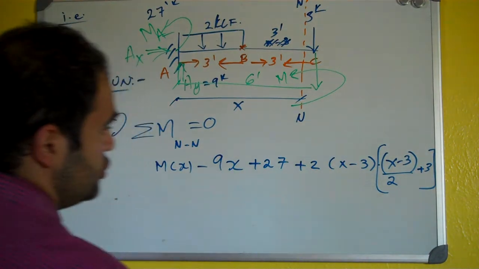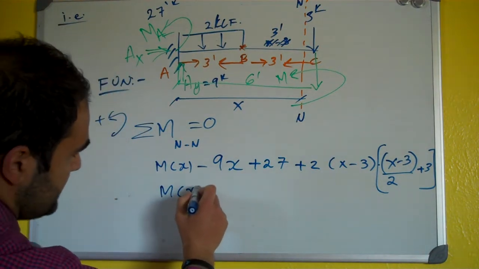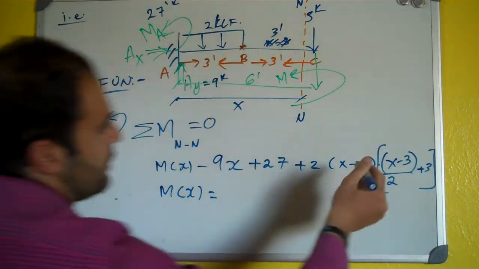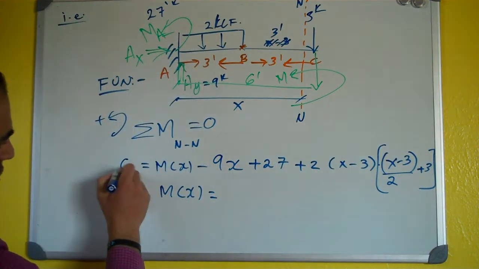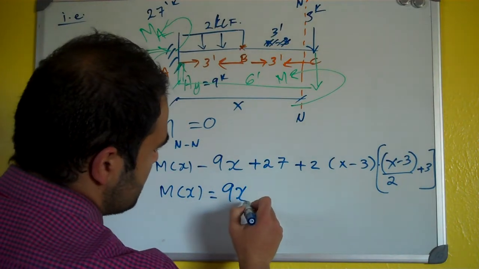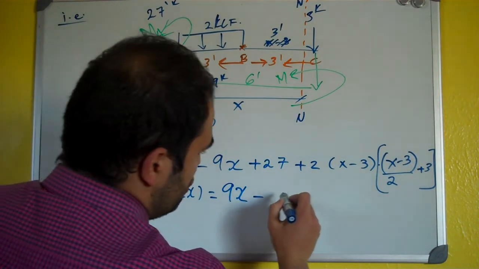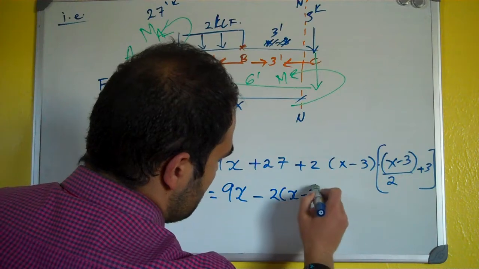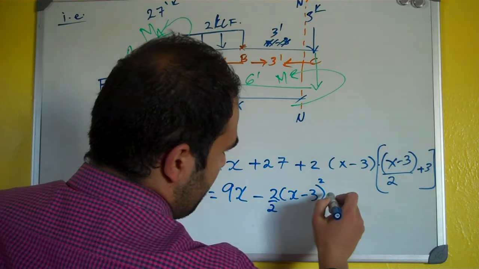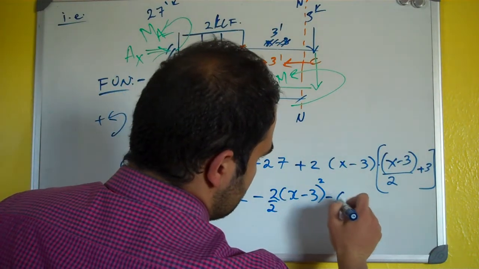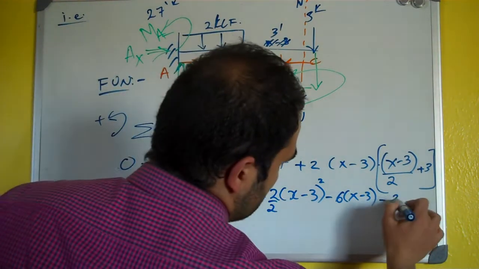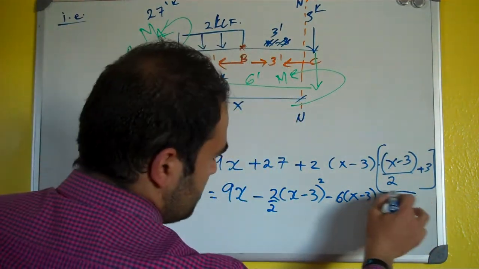So M of x equals, is it plus or minus? It's going counterclockwise, so we're good with that. So that's equal to 0. I want to solve M of x equals 9x minus 2 times x minus 3 squared, the 2 cancels out, minus 6 times x minus 3, and then you have minus 27. That's your expression.